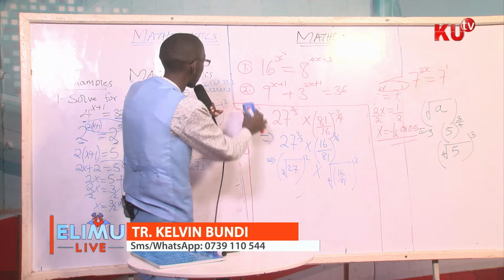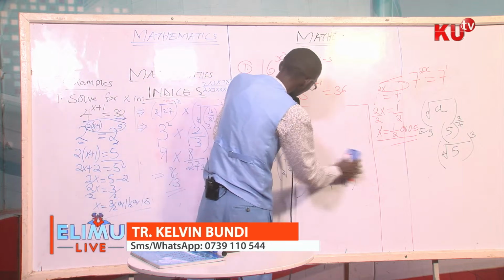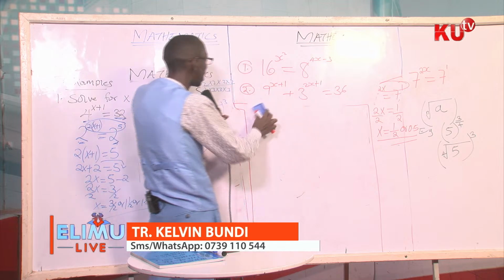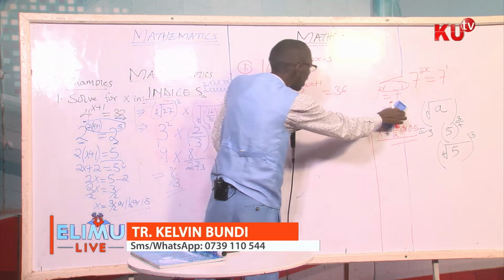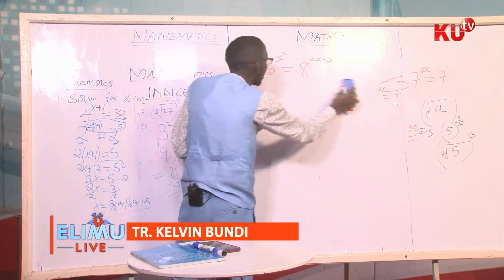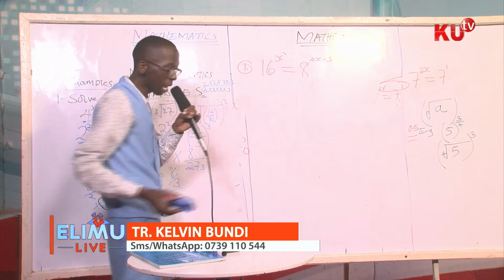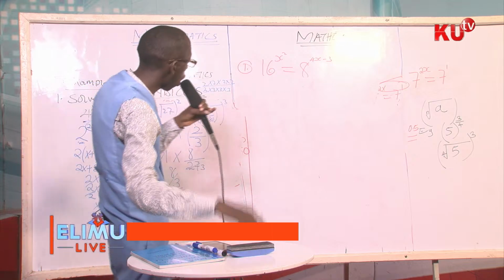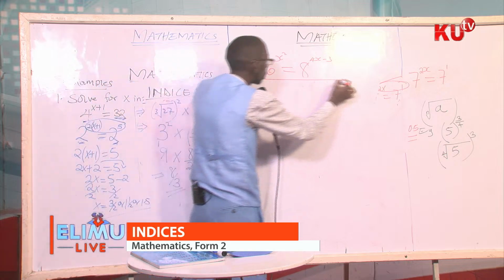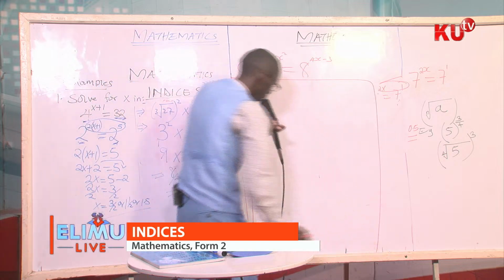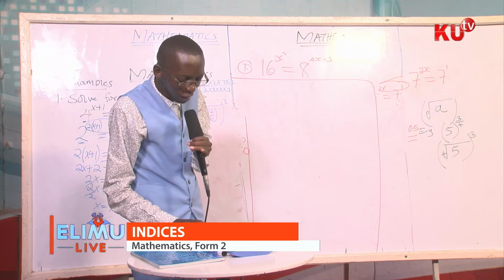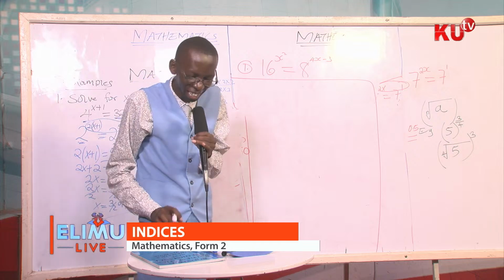Question number 6. My dear student, once you go through this lesson of indices, you'll never fail a question on indices. Why? We are dealing with different questions the way they appear in KCSE. There is no concept that we have done that is similar to another one. So question number 6 will be: find the value of m. At least they have not said x now.